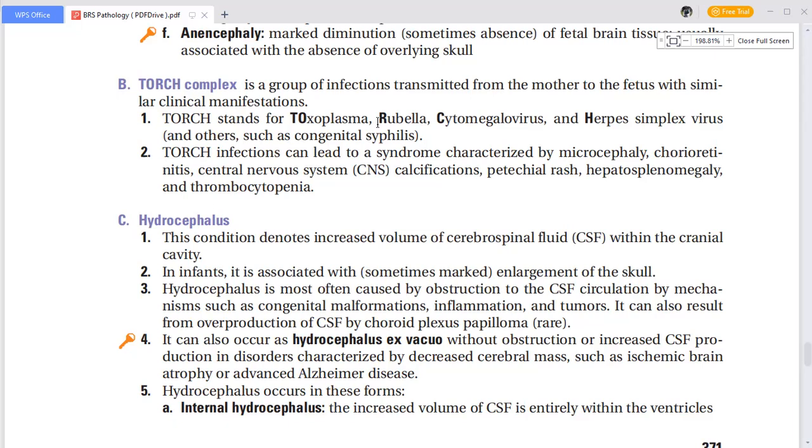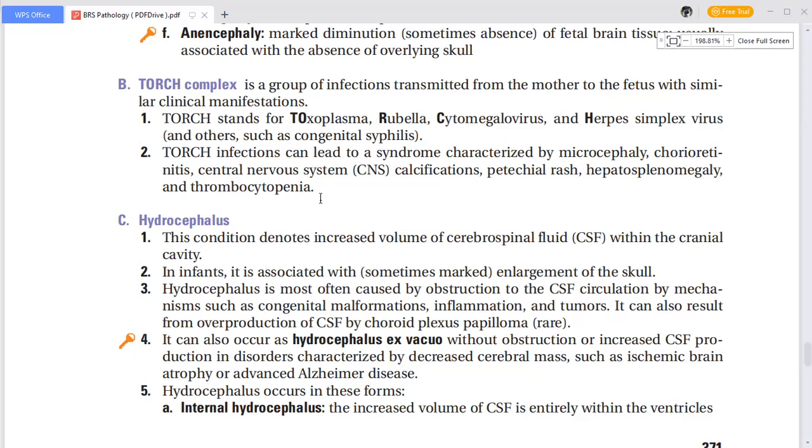These are the infections that have been proven to move from the mother through the placenta and go to the fetus. Very, very important to remember. Even others like syphilis, that is called congenital syphilis. That is why when the mother comes to the hospital for antenatal care, we always screen them for syphilis. We do rapid diagnostic testing for Treponema pallidum, which is the bacteria that causes syphilis.